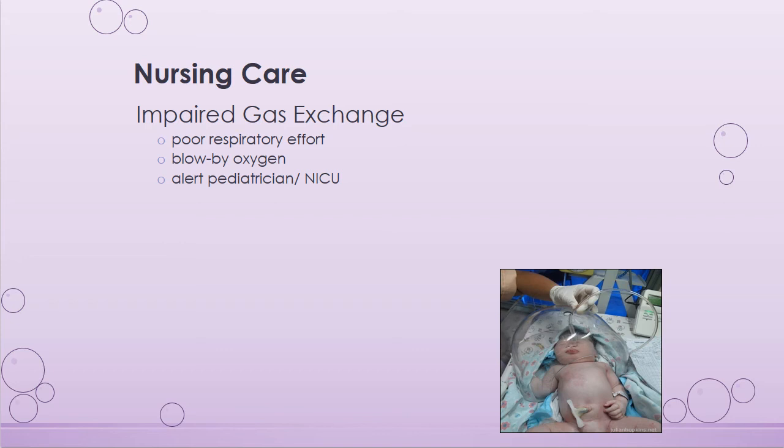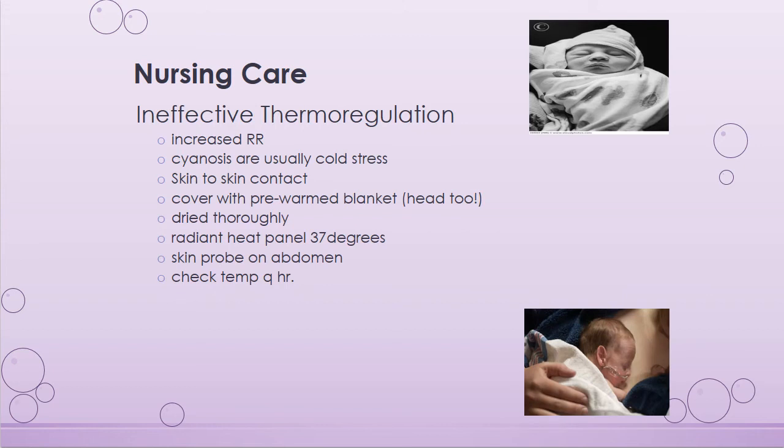Impaired gas exchange is another nursing diagnosis that we might also see. Ineffective thermoregulation is definitely one. Signs and symptoms: increased respirations, cyanosis, skin. We want to do skin-to-skin contact. Cover with a pre-warmed blanket. We want to cover their head too. We want to make sure they're dried thoroughly. Radiant heat panels at 37 degrees. Skin probe on the abdomen and check the temp every hour.